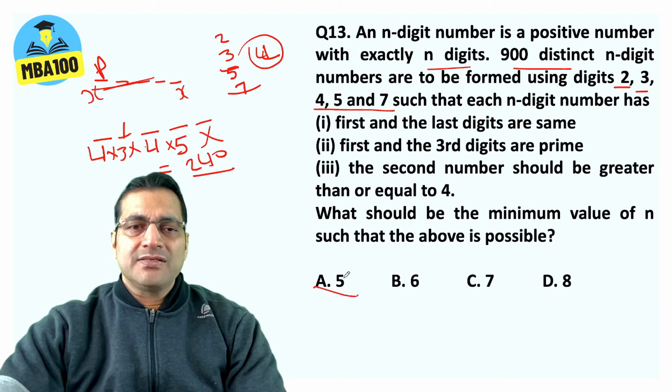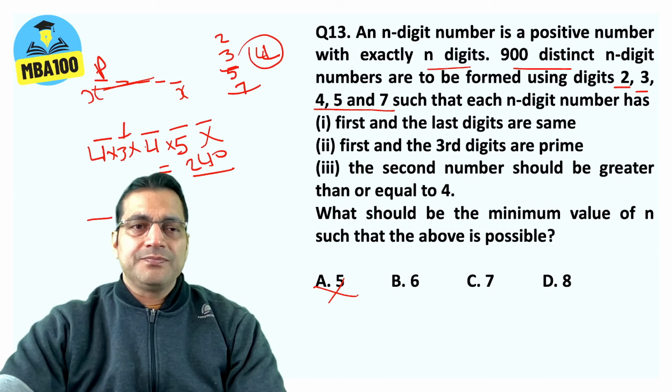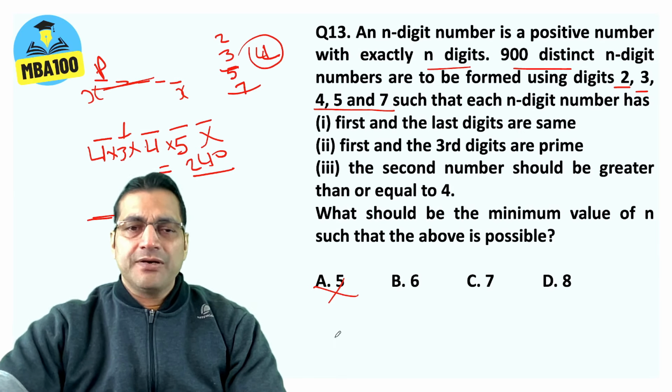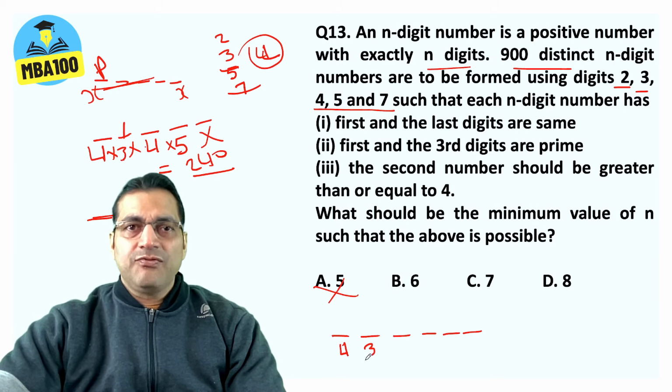So this cannot be your answer. But if you go for a 6-digit number, let me put it here. 1, 2, 3, 4, 5, 6. This can be filled in 4 ways. This can still be filled in 3 ways, 4, 5, with 4, 5 and 7. This can still be filled in 4 ways, right?